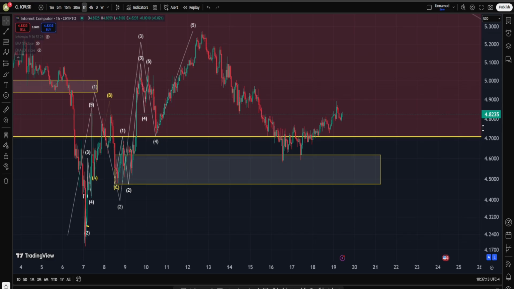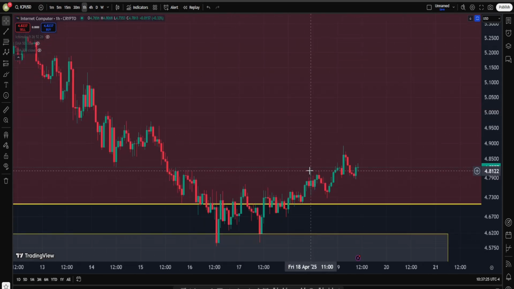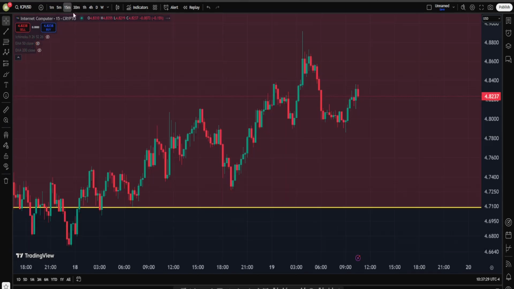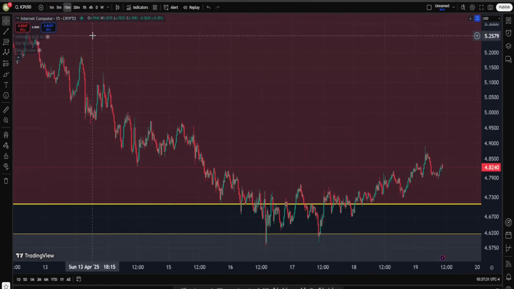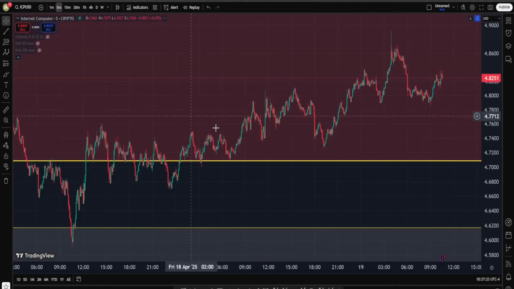Now at the beginning of the video I told you I opened a very small long position right in here in ICP at about $4.7. Why is that? Number one, we did get a decent bounce starting from here, and when you go on some lower time frames, for example, let's actually go on the 5-minute chart.